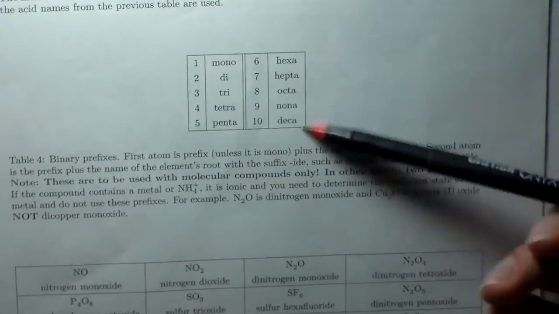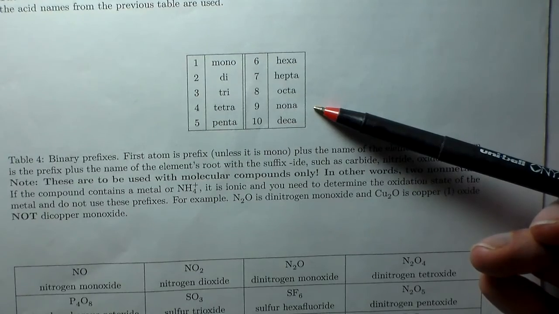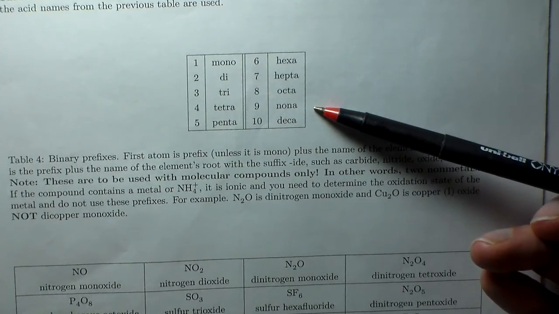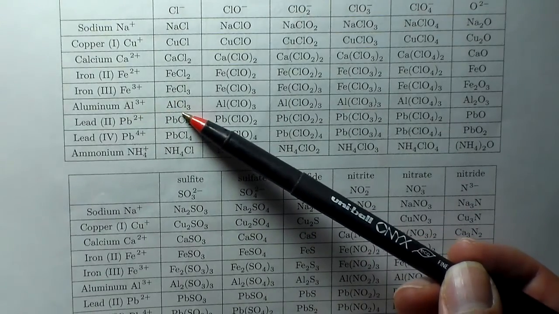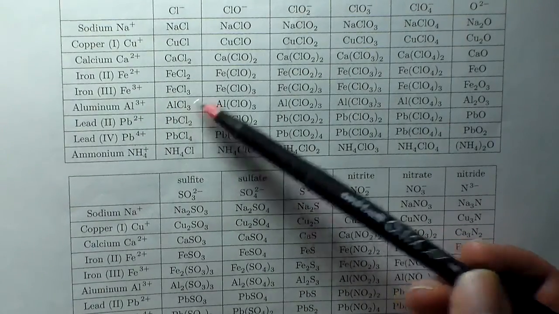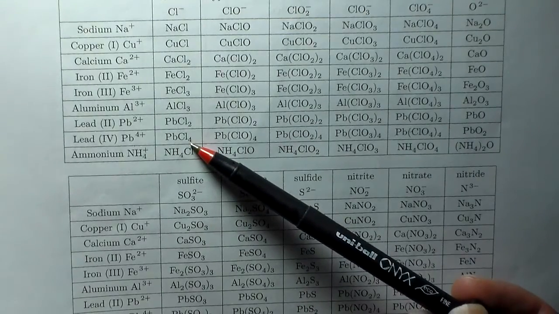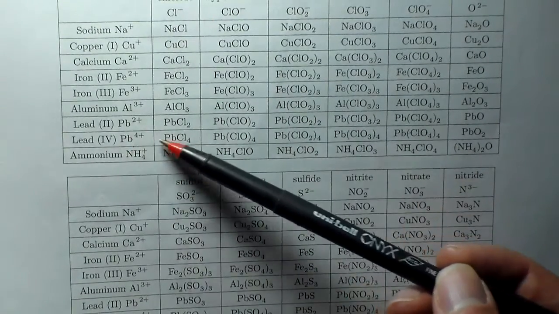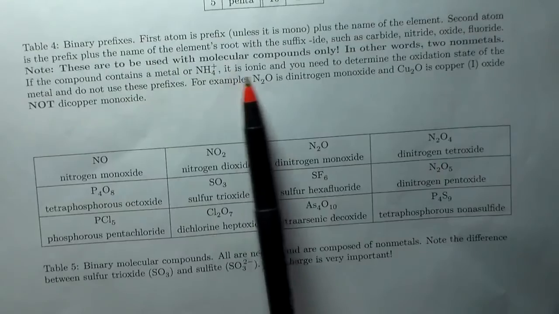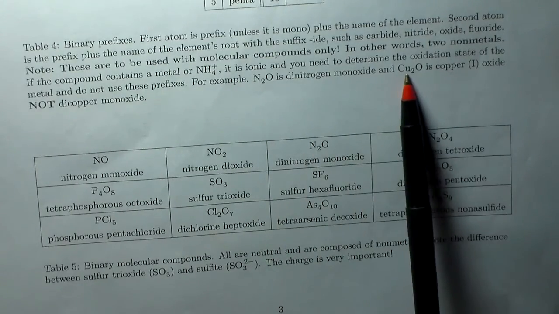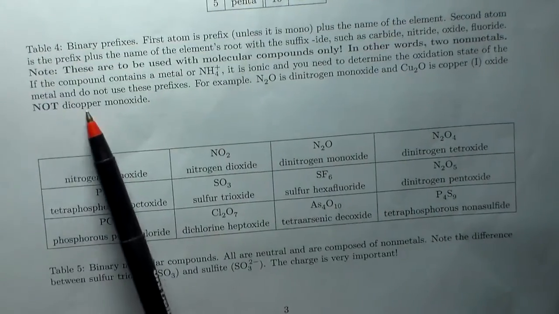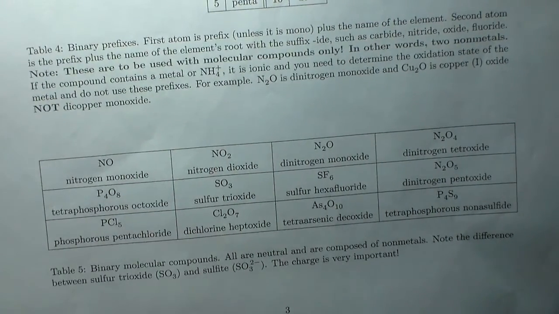Okay, you do not use these when you are dealing with cations and anions. All right, if you have an ionic compound, you do not use these. So for instance, it would always be aluminum chloride, never aluminum trichloride, or lead tetrachloride. It would be lead IV chloride. That's it. You do not use those prefixes if you're dealing with the metals. Also very important: like right here, N2O, dinitrogen monoxide, Cu2O, that's copper I oxide, not dicopper monoxide. So again, make sure you got that straight.